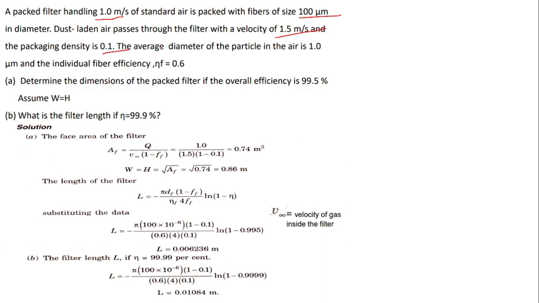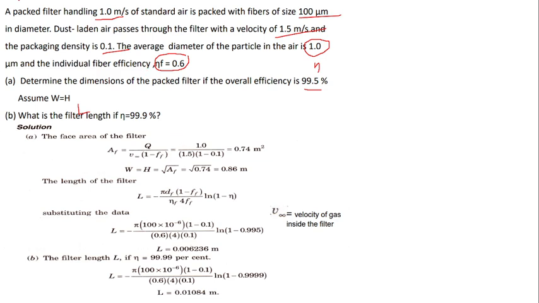The average diameter of the particle in the air is 1 micron, and the individual fiber efficiency is given as 0.6. With all these parameters, the question is to determine the dimensions of a packed filter if the overall efficiency eta is given as 99.5%. One assumption is given: width is equal to height. What is the filter length if the efficiency is increased to 99.9%? Again, L is asked.